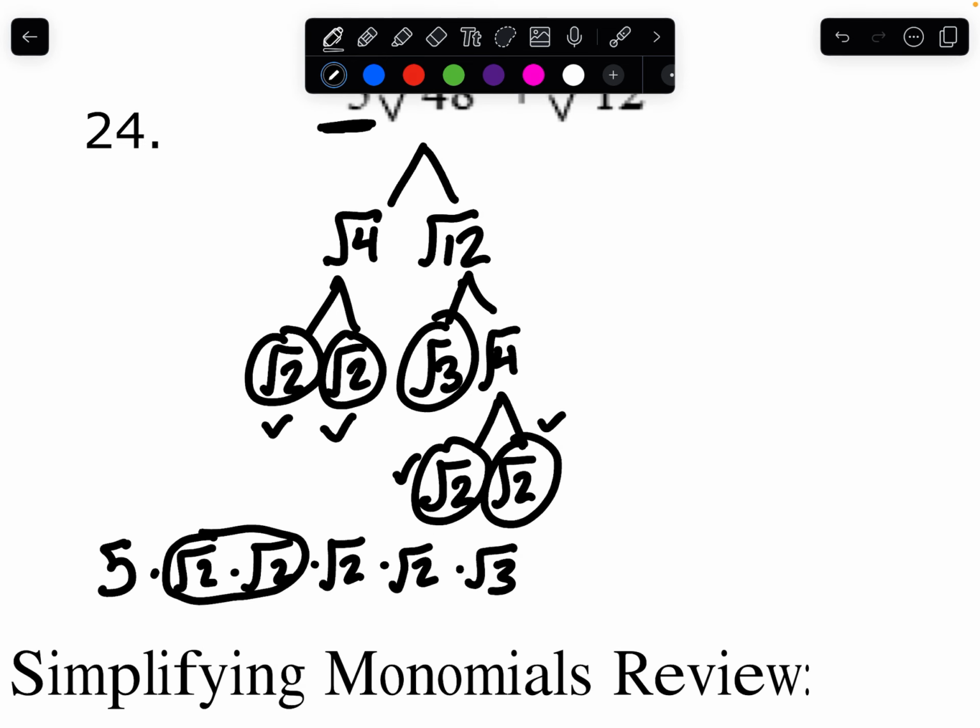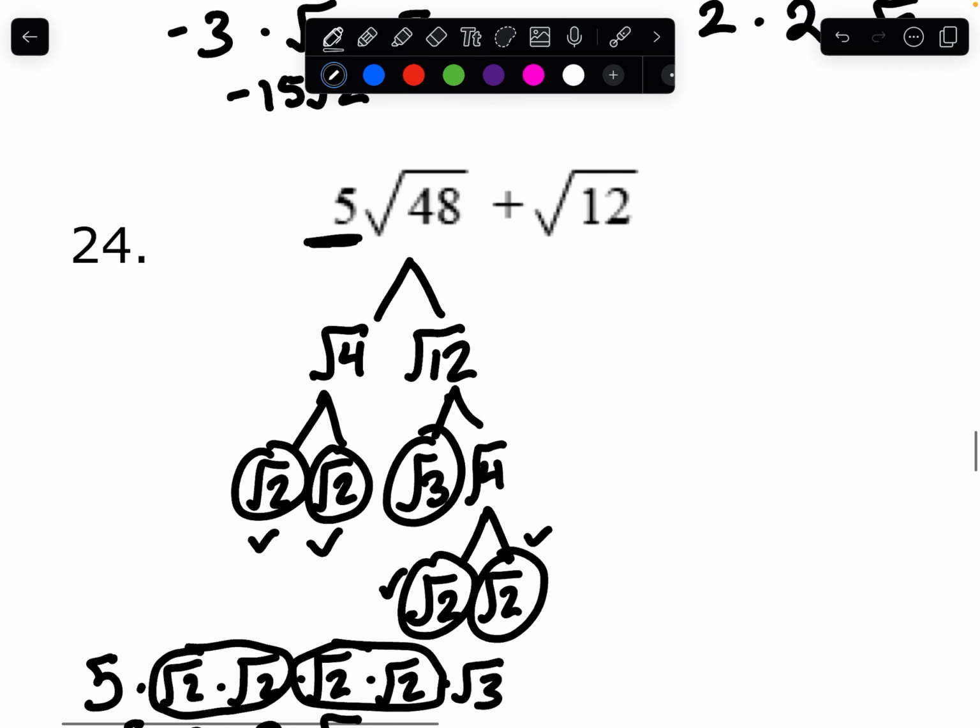Again, I have to look for pairs. I see that this is a 2, and there's a 2, so it's going to be 5 times 2 times 2, square root of 3. 5 times 2 is 20. So it's going to be 20 square root of 3. I'm going to put that up top right here so I don't forget.